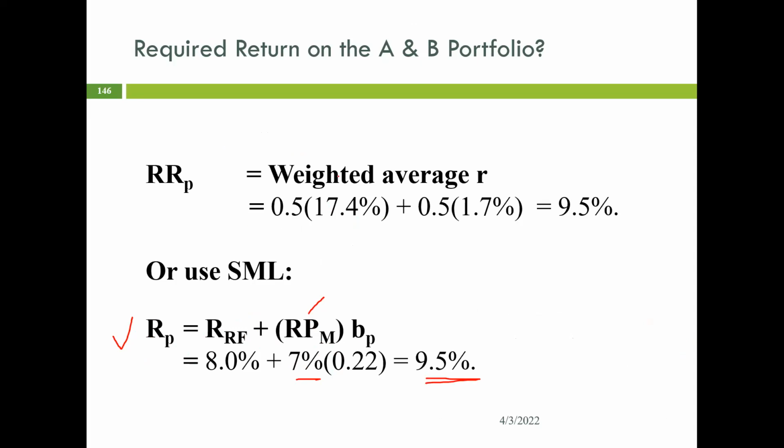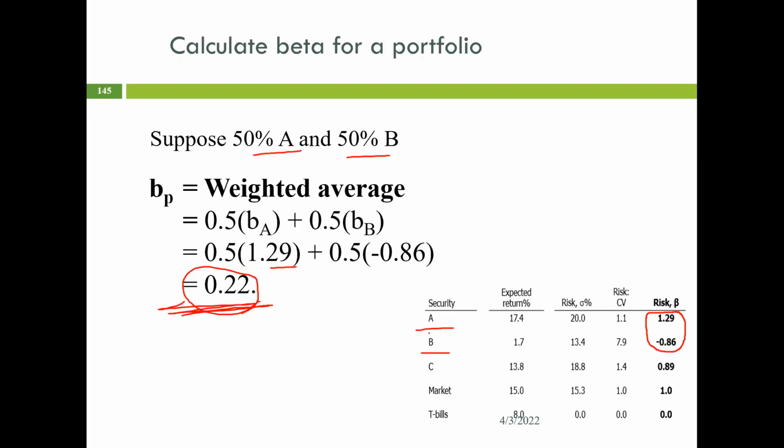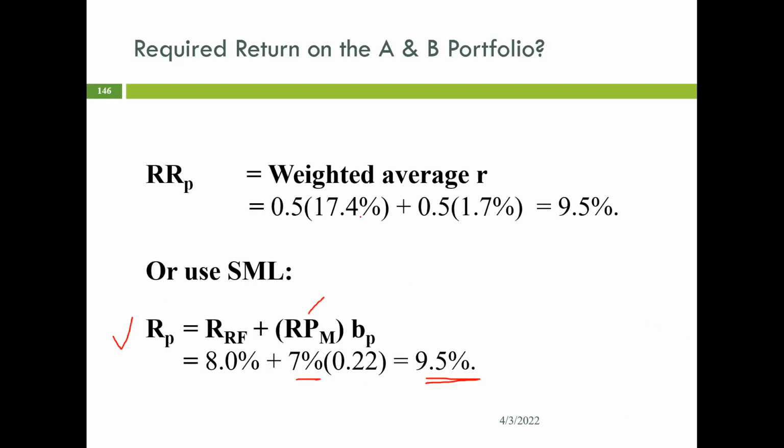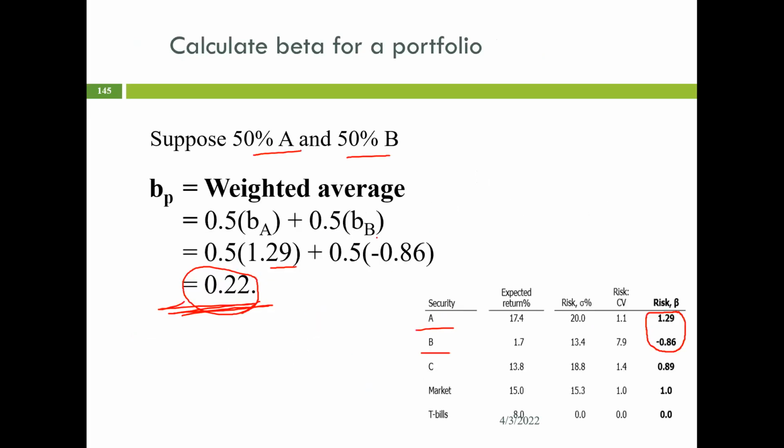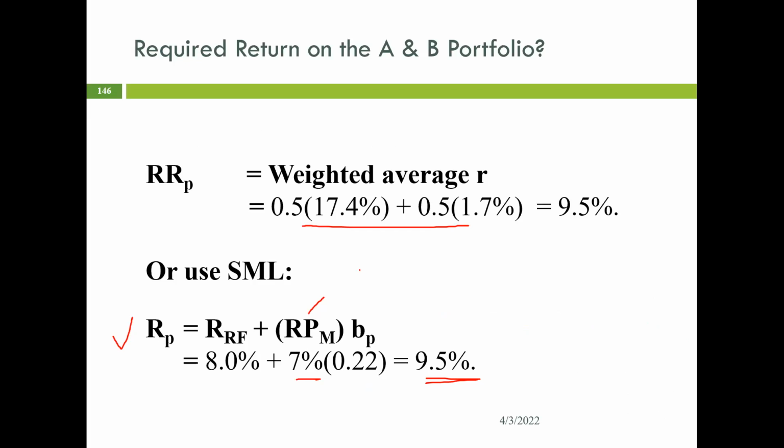Your portfolio required rate of return using weighted average return. Then we calculated the portfolio return using the weighted average. Now here we calculated using beta and the CAPM as well. If we take the weighted average, 50% of A's return and 50% of B's return: 50% on 17.4, 50% from 1.7. So that is also 9.5.